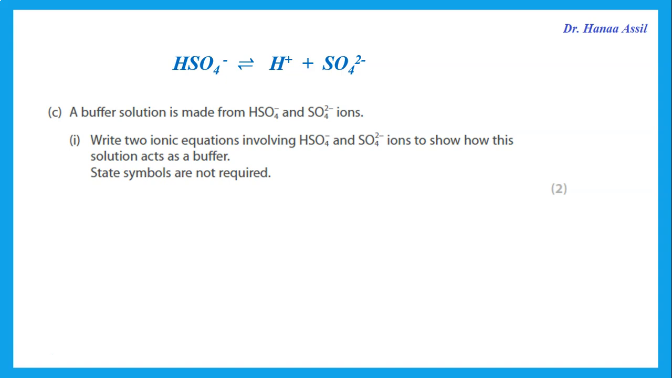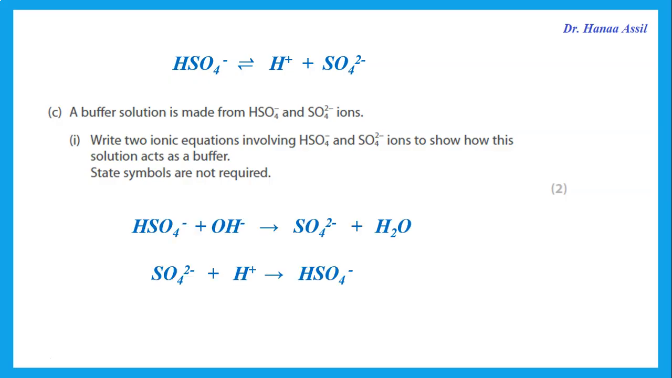Now, why is it that adding a little bit of acid or a little bit of base would not affect the overall concentration of H plus ions? This is because if we add a little bit of base, it will react with the acid, which is the one on the left, to form sulfate and water. If we add a little bit of acid, then it reacts with the conjugate base, which is sulfate ions, to form HSO4 minus, so it keeps moving the equilibrium forward and backward, so that there is very little change in the overall concentration of H plus ions.